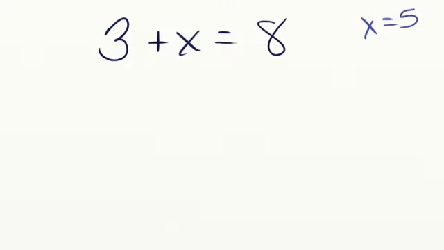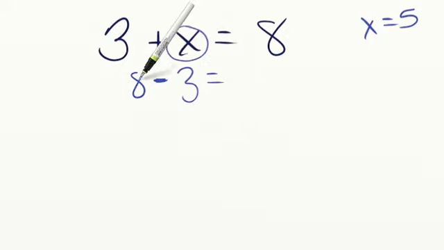Sometimes what you need to do is find the inverse operation. Whoa, that was a really big word. Let's try that again. You need to find the inverse operation. Now, it's a large word, but we can simplify it. Inverse means opposite. So instead of adding, the opposite of adding is subtracting. So if we say 8 minus 3, that's going to give us our mystery amount x. 8 minus 3 equals 5. So we know that x equals 5.